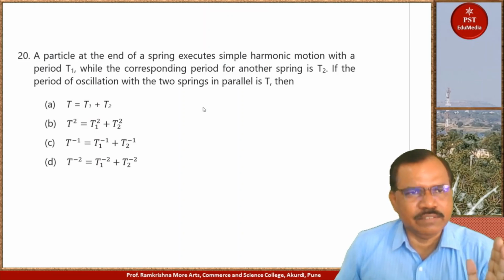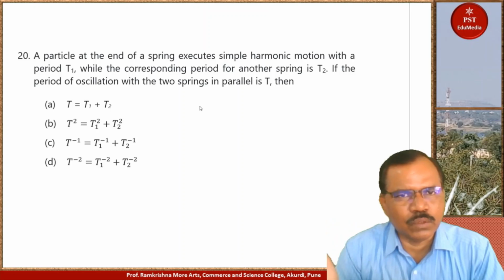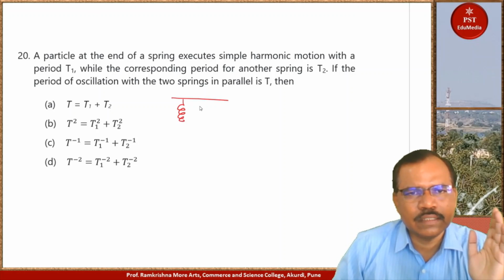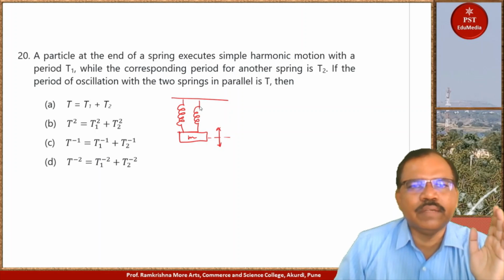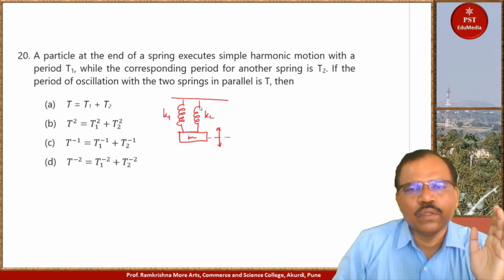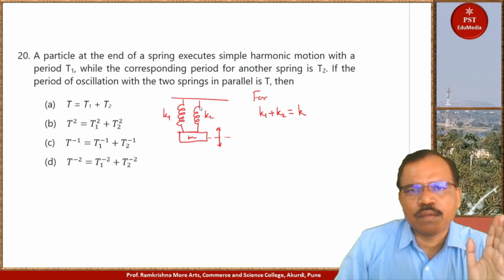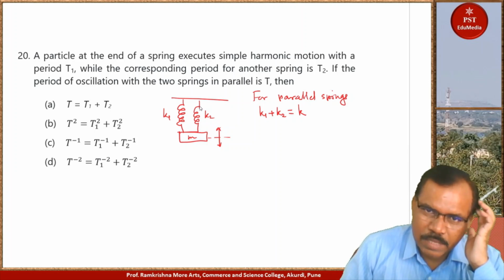So the same problem is given here. Means we have two springs separately, they will have periods of oscillations T1 and T2. Now they are connected in parallel. Means what happens here? Here this is the first spring and this is the second spring, and they are connected in parallel, and this is mass M, and it is oscillating about the equilibrium position, with K1 and K2. When springs are in parallel, like capacitors in parallel, K is equal to K1 plus K2.